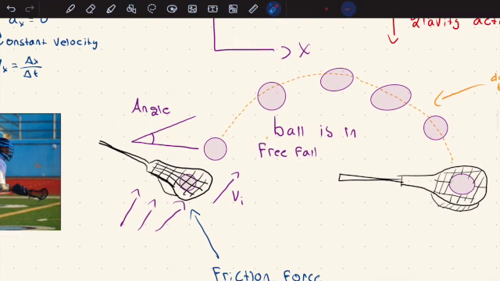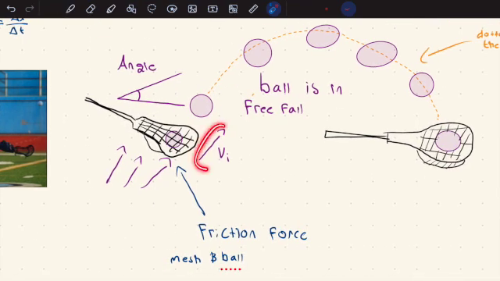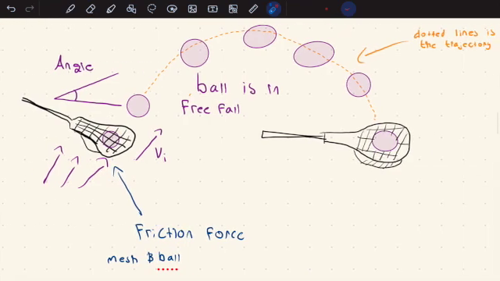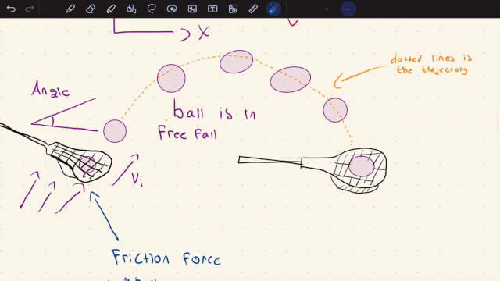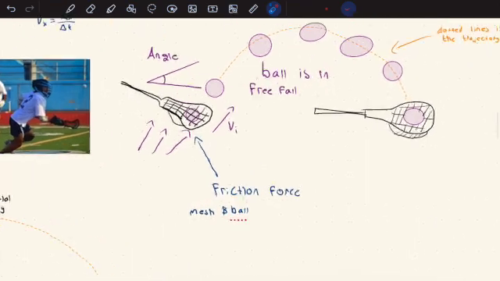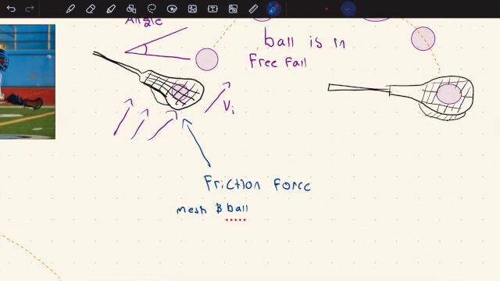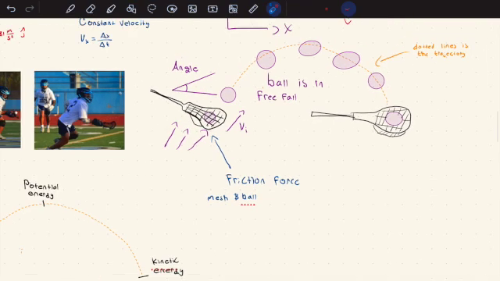From point A to B, the ball is in free fall. This is our Vi, for initial velocity, which is how much force I applied. Let's say I apply 5, that would equal 5 meters per second. That's how much velocity I applied to make the ball move in this motion. And right here, I drew the friction force on the mesh and the ball. So this is the mesh and this is the ball, so there's friction between those two things.